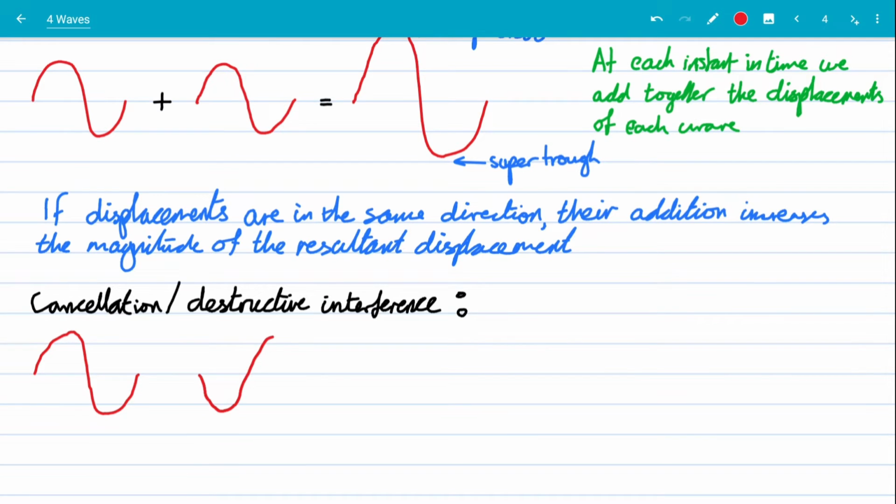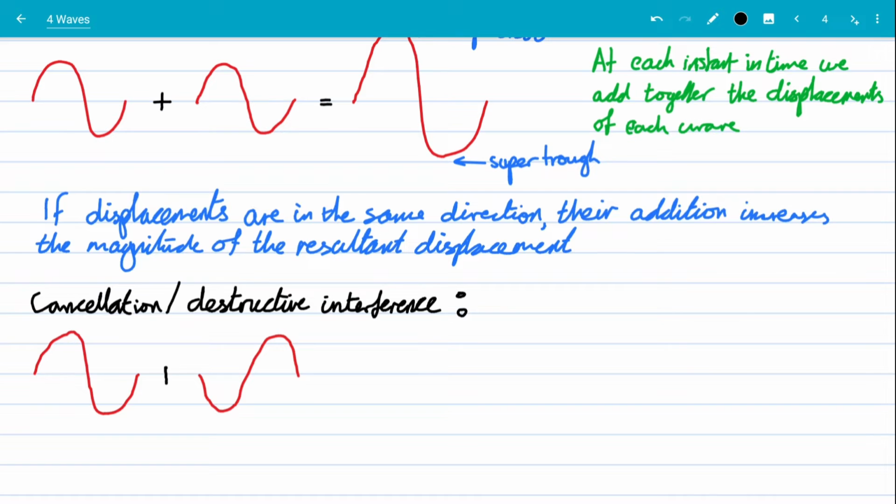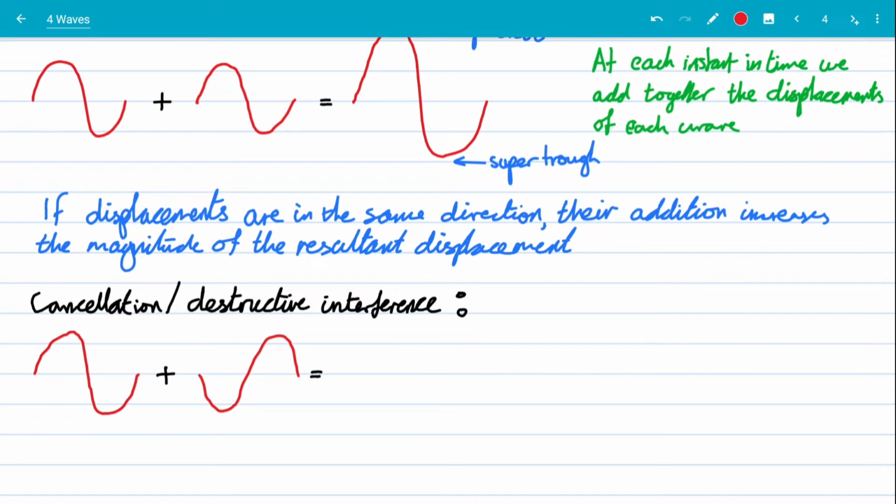completely out of phase. It's in anti-phase. Or you could say the phase difference between the two is 180 degrees. Okay? Just like that. And what do we get? Well, we get a resultant displacement at every instant in every position in space at this instant in time of 0.